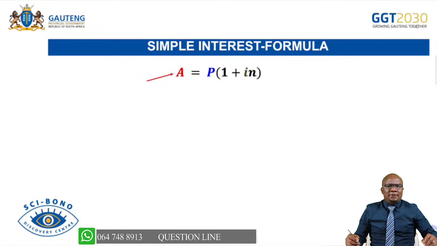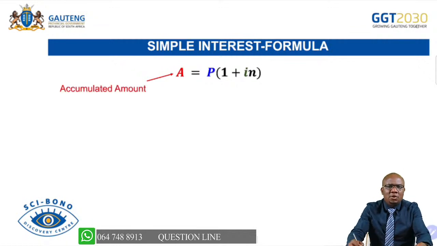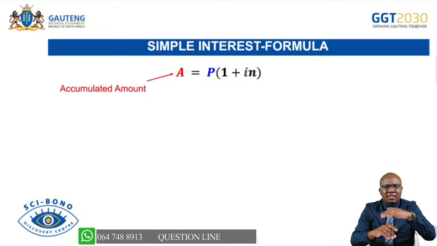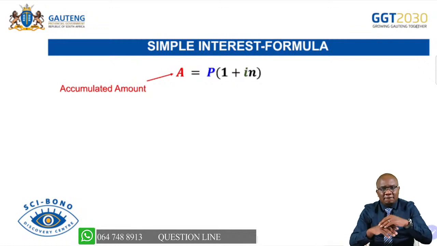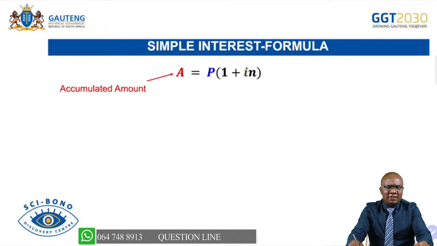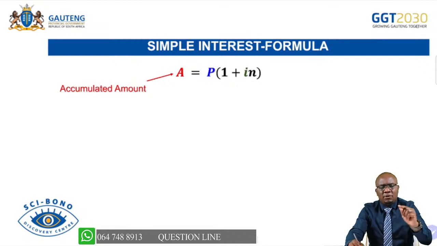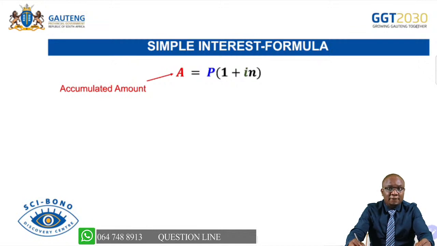So what is A? A is the accumulated amount. To accumulate is to keep on adding till you get the final amount. What is being added here is interest: 5,000 plus 500 plus 500 plus 500 plus 500 till it is 7,500. So 7,500 is the accumulated amount. It has accumulated to 7,500, the future amount you're going to get at the end after you've invested.